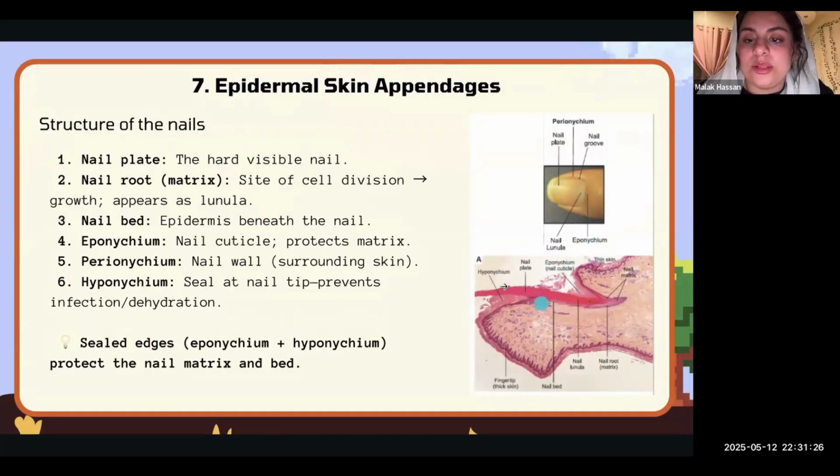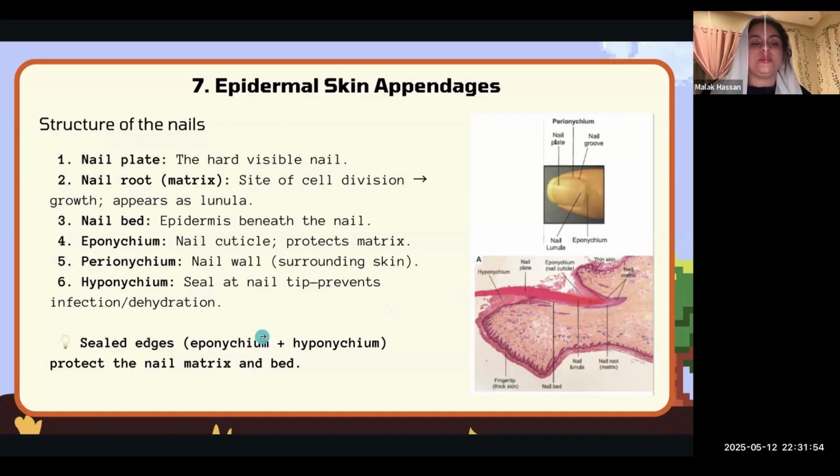So the nail plate, the nail root, the nail matrix, and then you have the aponychium, and the hyponychium, which is just under the nail, and then the perionychium, which is the nail wall surrounding skin, and the sealed edges, which are the aponychium and the hyponychium, the nail matrix.